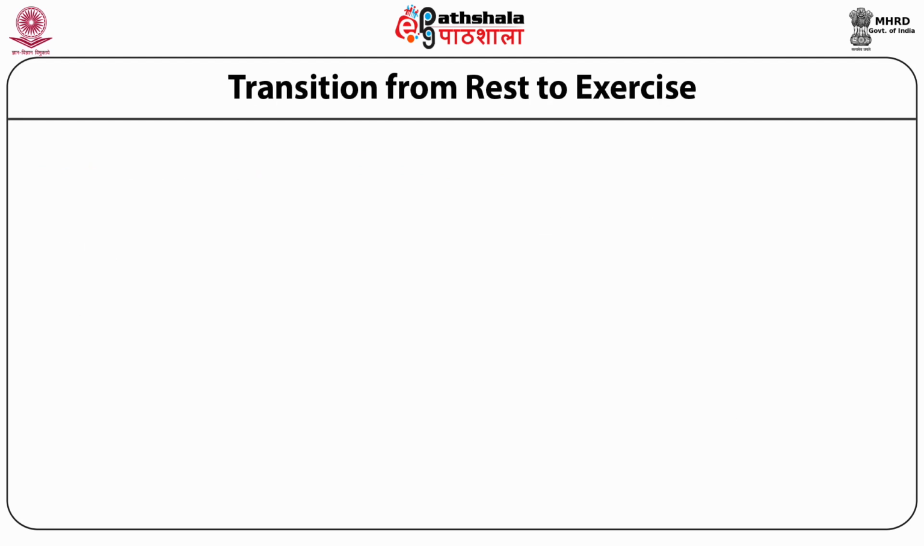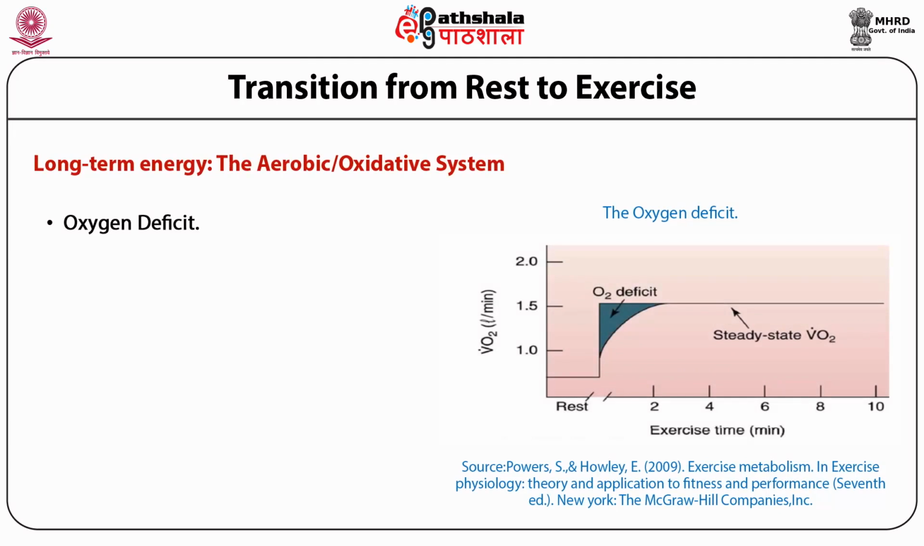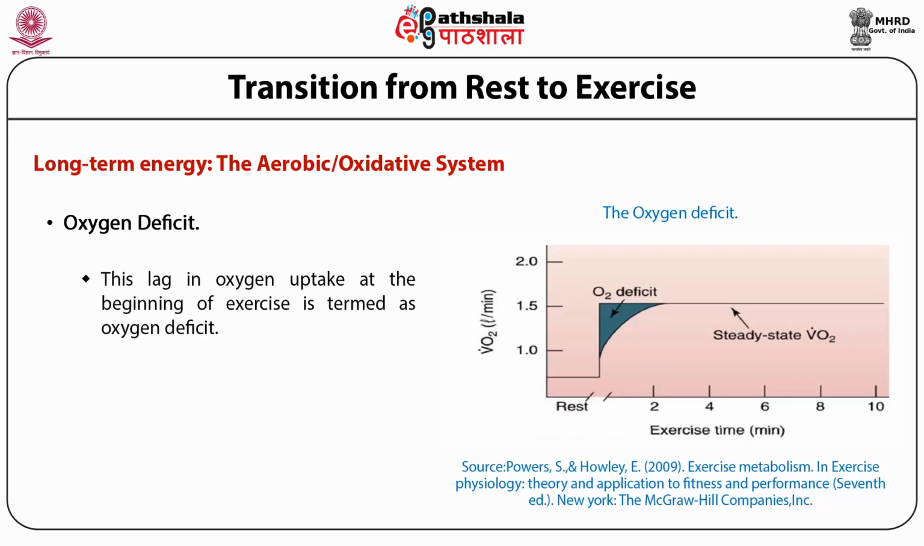Now let's have a look at the oxygen deficit. In the beginning of an exercise, oxygen consumption remains below a steady rate level. This lag in oxygen uptake at the beginning of exercise is called the oxygen deficit. However, oxygen consumption increases rapidly when oxygen combines with the hydrogen. After several minutes of submaximal exercise, oxygen consumption attains a steady rate between energy requirement and aerobic energy transfer.